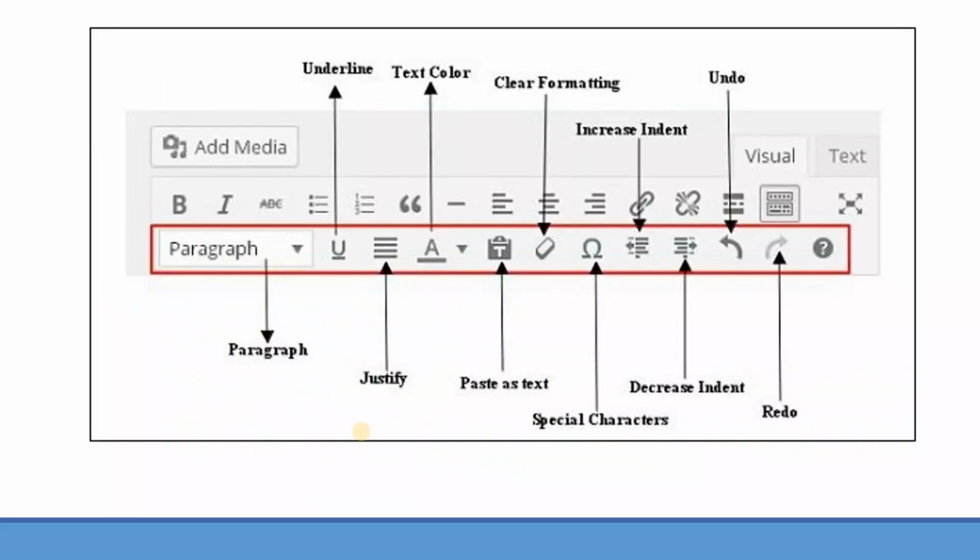Then we have other options, like the paragraph tag here. If you want to make text justified, you can justify the text with the help of this. We have special characters, and increase indent and decrease indent for paragraphs. So many options are present.